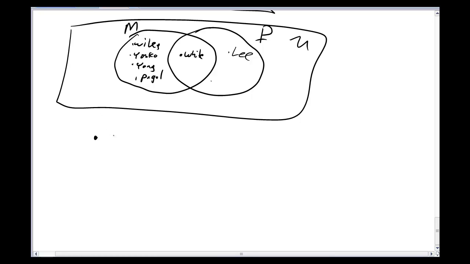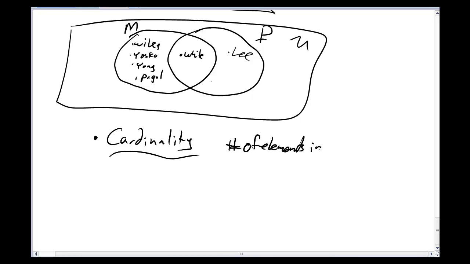To count a set, we talk about its cardinality. This is just the number of elements in a set. If I want to talk about the number of elements in the set M, well, that's easy enough. There's 1, 2, 3, 4, 5 people inside the VC math department.